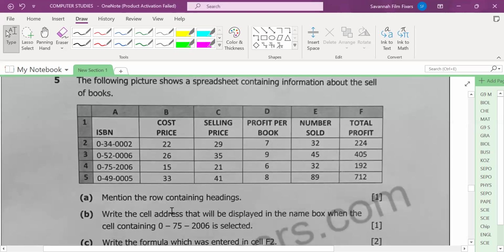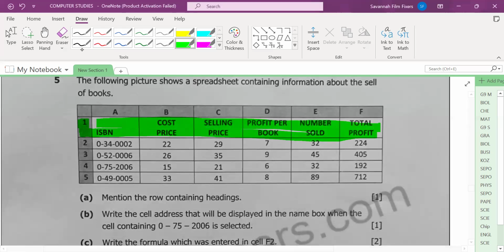Mention the row containing the headings. The row containing the headings here is row 1. Let me highlight it in green. This entire row has the headings: cost price, selling price, profit per book. So we can just say row 1. I've highlighted the entire row 1, and it's divided into A1, B1, C1, etc.